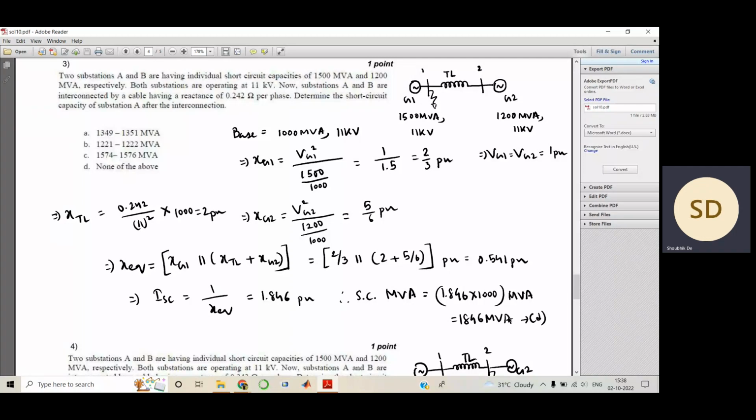into 1000 MVA. So it comes out to be around 1846 MVA, which doesn't match with any of these options. So your answer would be none of the above. Option number D.